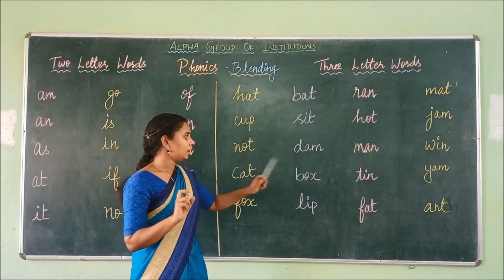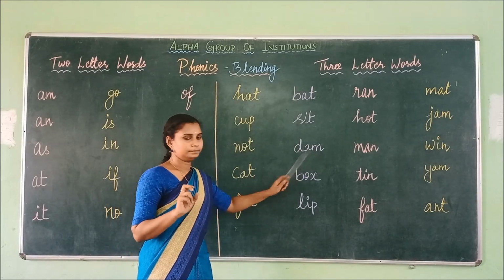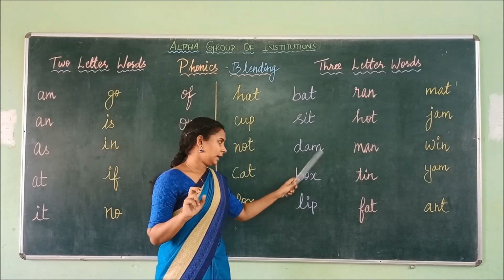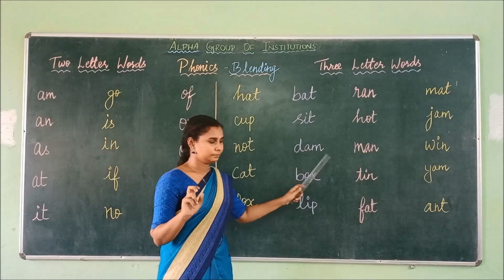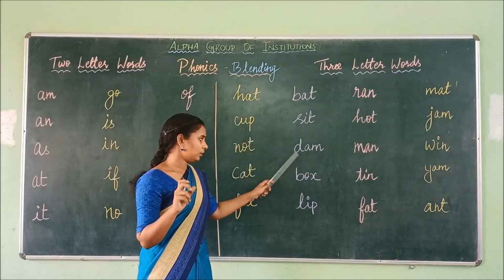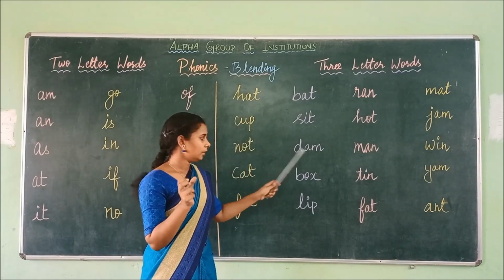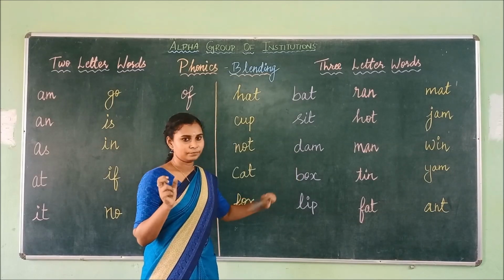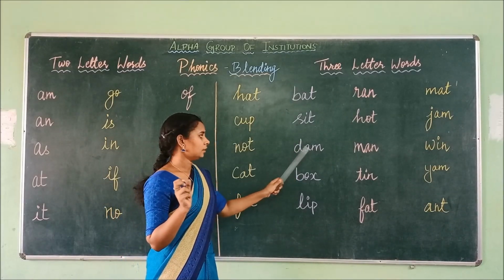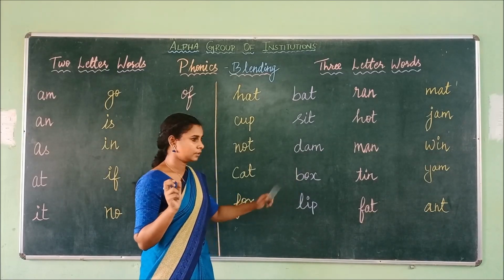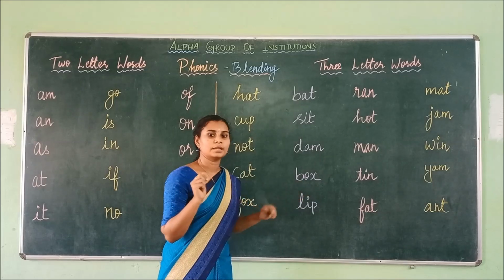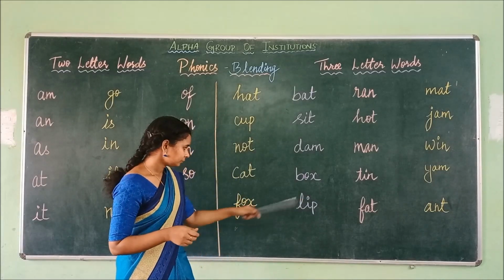Okay. D, A. We have already learned the sounds of A and M. That is A, M. So the sound of D is D, D, A, M, dam. When you blend it, it becomes dam. D, A, M, dam. Repeat it, children. D, A, M, dam. Very good.